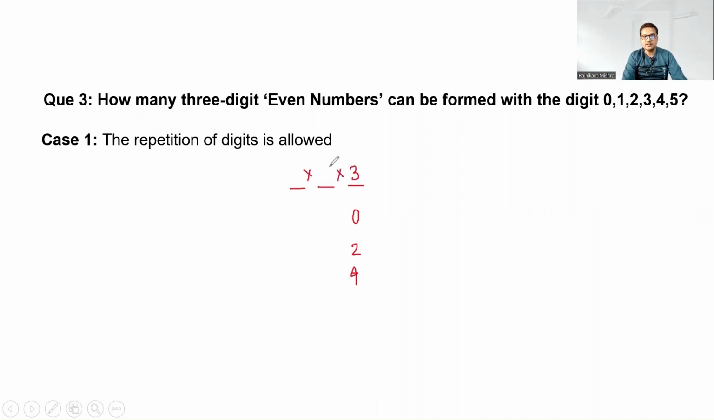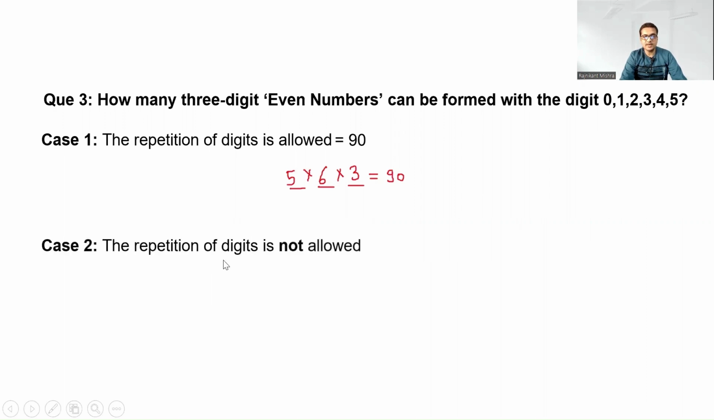For hundreds place, we cannot put 0 here, so the total number of choices is equal to 5. For tens place, the total number of choices is equal to 6: 0, 1, 2, 3, 4 and 5. Multiply all these numbers, the answer is 90. So the possible number of arrangements is equal to 90.